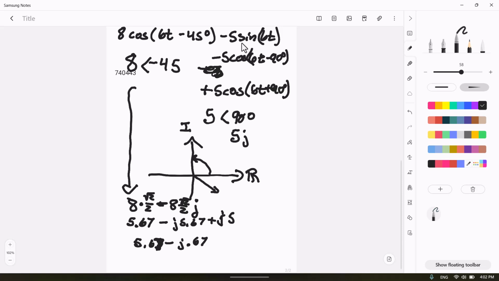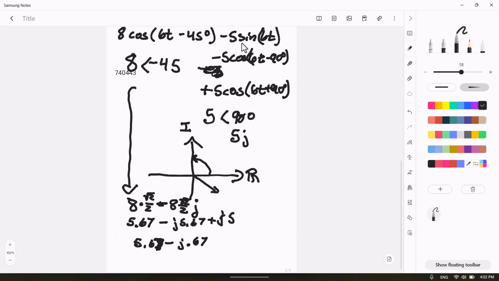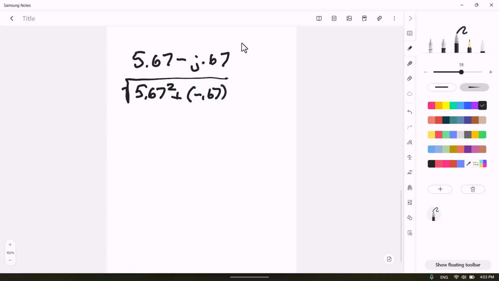And then do y'all know how to change back from A plus JB to phasor form? I'll show you. So I have 5.67 minus J0.67. Now to get that as a phasor, the magnitude is going to be the square root of 5.67 squared plus negative 0.67 squared. So you just use the Pythagorean theorem. And when you do that, you get 5.7.